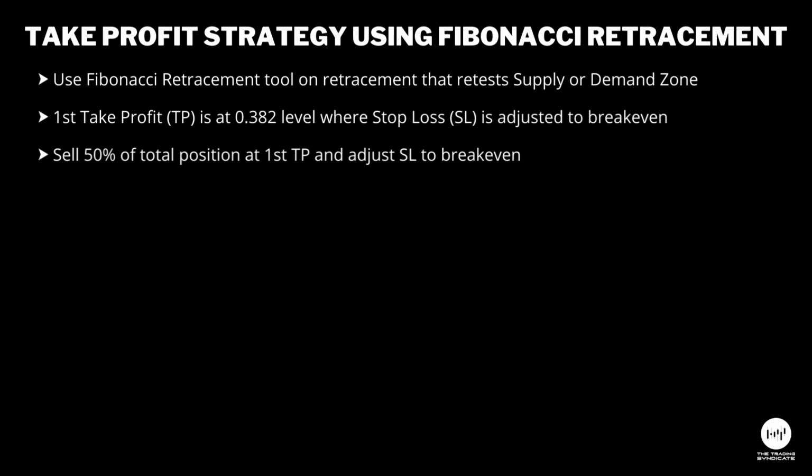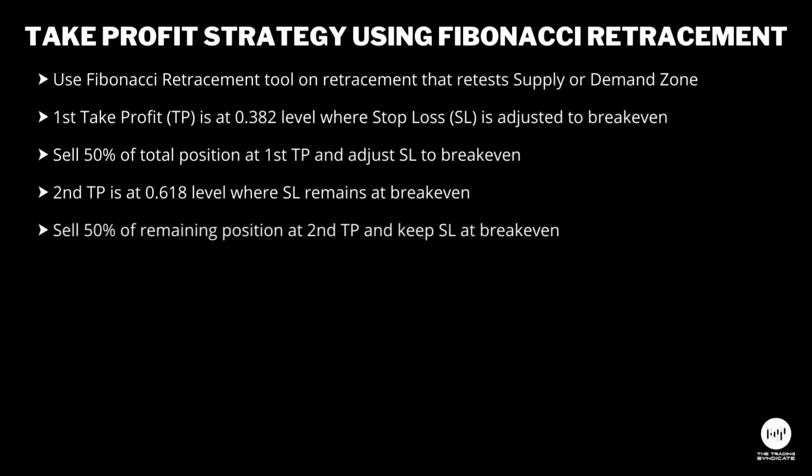So if we have 100 contracts, you would sell 50 of them at the 0.382 level and set the stop loss on the remaining 50 contracts at break even. The next level that we are going to be looking at is the 0.618 level of retracement. If this level is to be reached, you are selling 50% of the remaining position, which means that you would take profit on 25 out of the 50 remaining contracts. At this point, your stop loss will remain at break even.